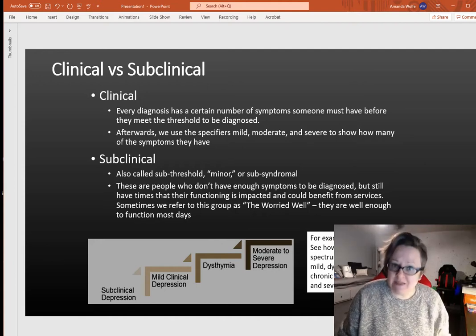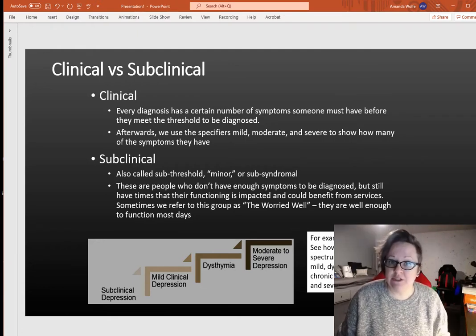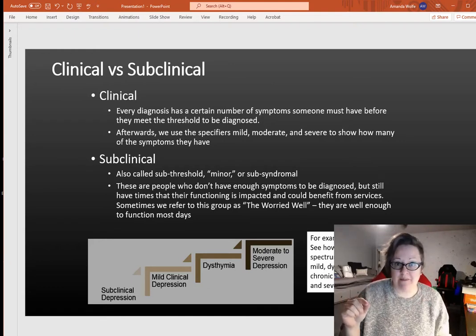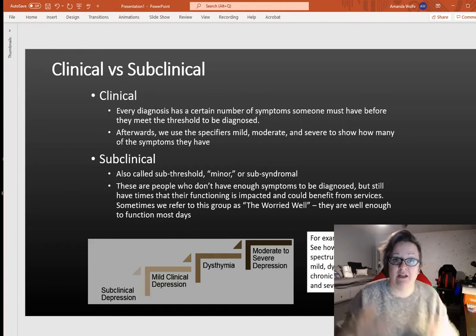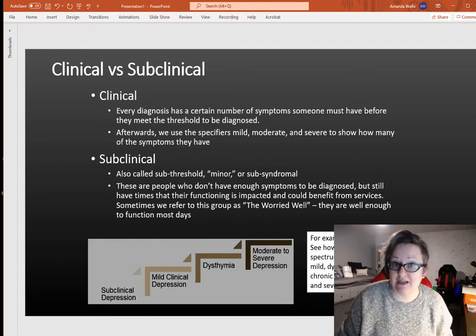But for many people, and many people who visit therapy, their condition or their symptoms or their presenting concerns don't actually meet that minimum. And in those cases, we refer to that as subclinical, subthreshold, or subsyndromal. All of that, again, means below the minimum threshold for that diagnosis.